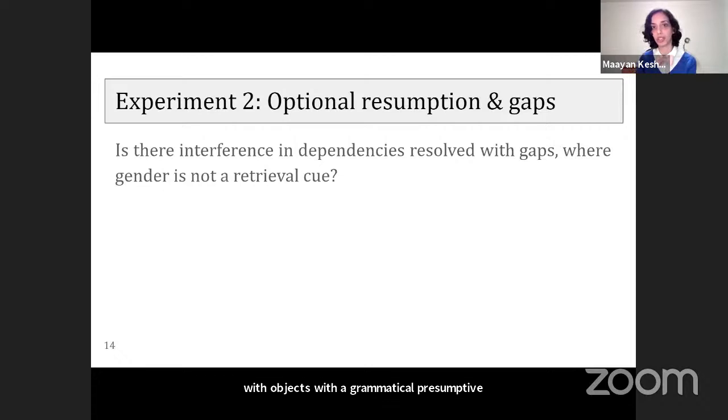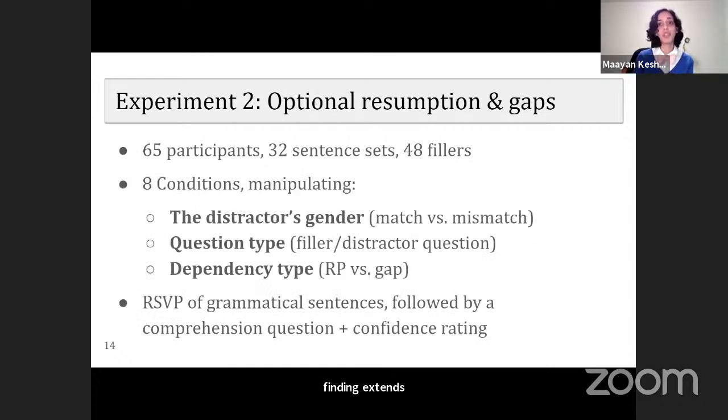Next, for the second experiment, we wanted to check whether this finding extends to relative clauses with gap resolutions. So in this case, the gender of the filler is not marked at the retrieval site. So to do this, experiment 2 added another factor to the manipulation. As in the previous experiment, we have the distractor match-mismatch manipulation and the 2 different question types, but we now also manipulate the dependency to either resolve with a gap or with a resumptive pronoun.